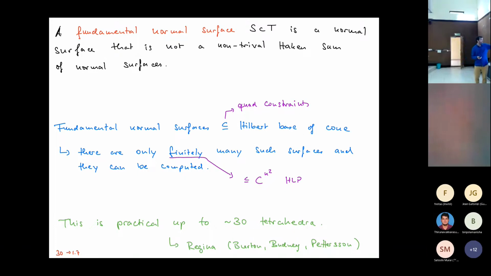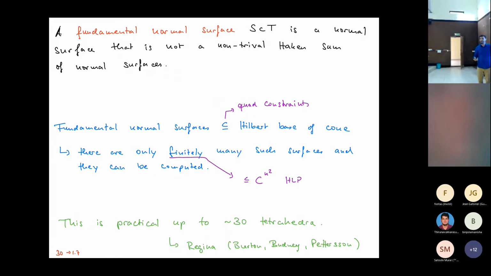And in other words, you can say it's a normal surface that cannot be a non-trivial Haken sum of other normal surfaces. So you break it down. You have funny things where you take 2 surfaces and they give you in sum a third, and then you can take this and another one, and in sum it gives you one of the others. It's not straightforward, as well. A Hilbert basis is not straightforward, but you have this finite set, right? So you have the fundamental normal surfaces.